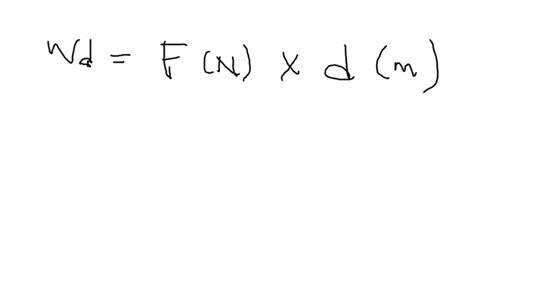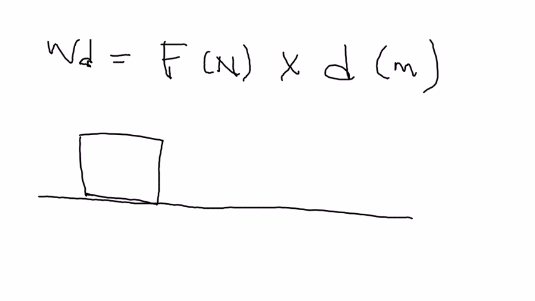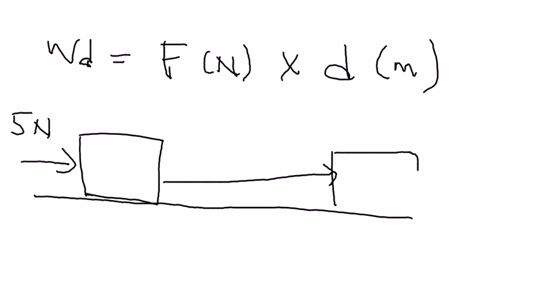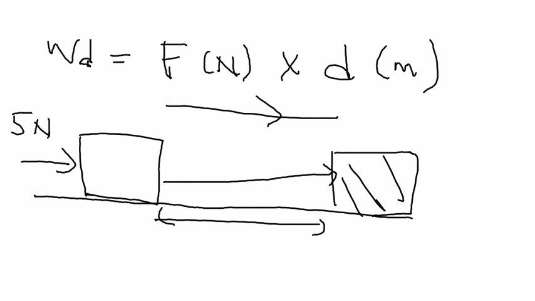Example, you have this object here on the surface, and there's a force, let's say 5 Newton, pushing the object to the right, and the object moves to the right and stops here. The distance moved in the direction must be the same direction as the force. Distance moved is about 5 meters. So what is the work done here?